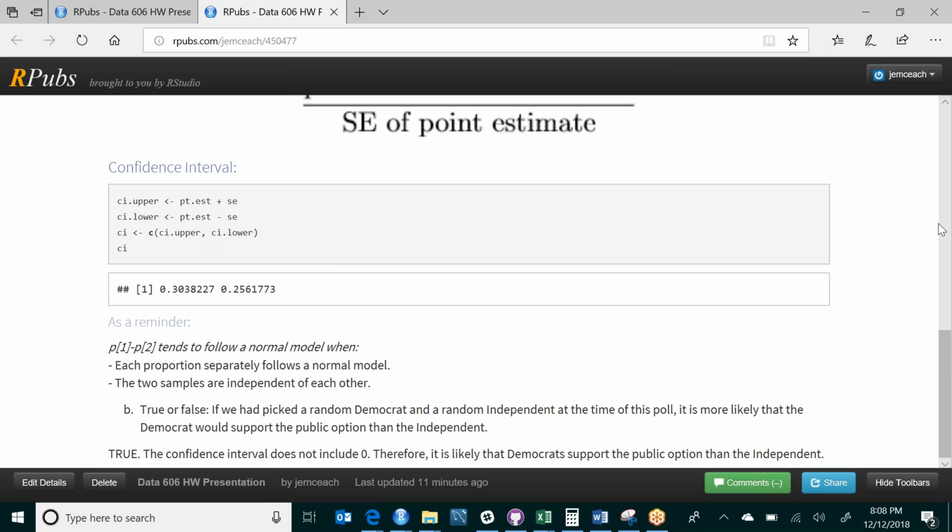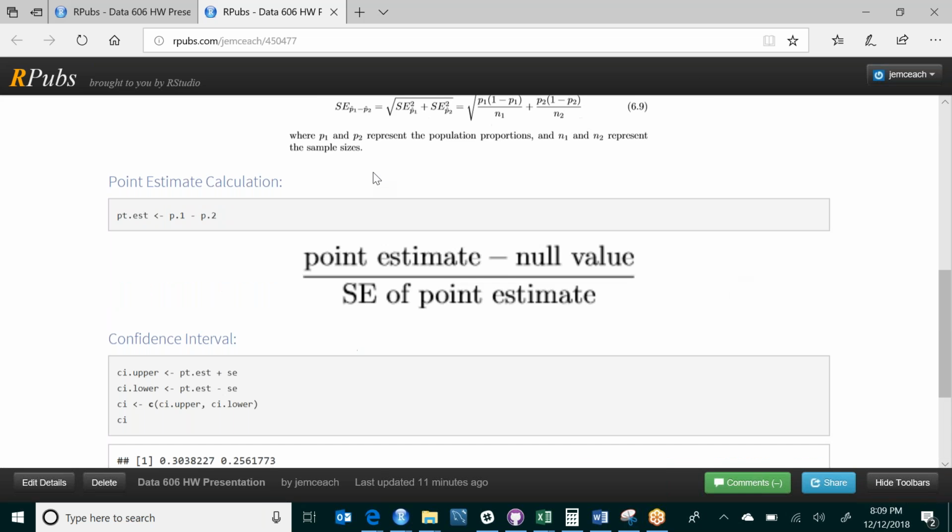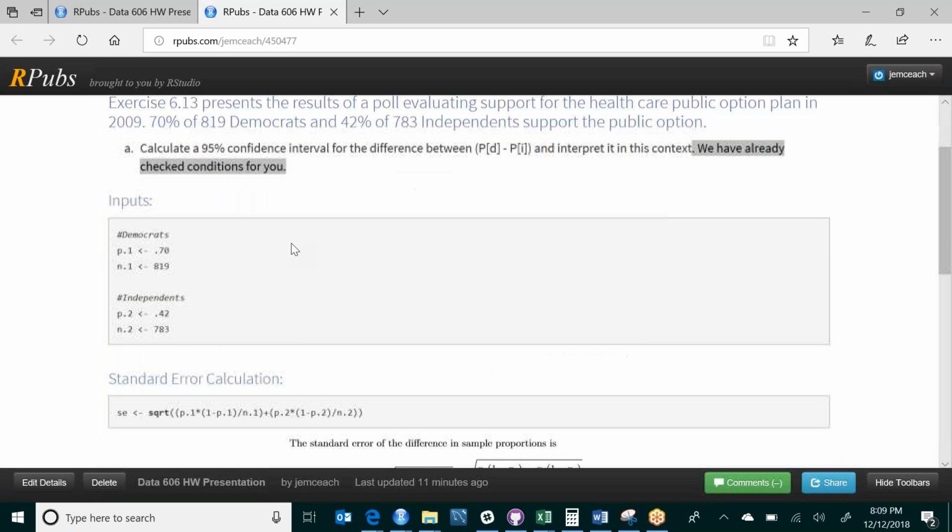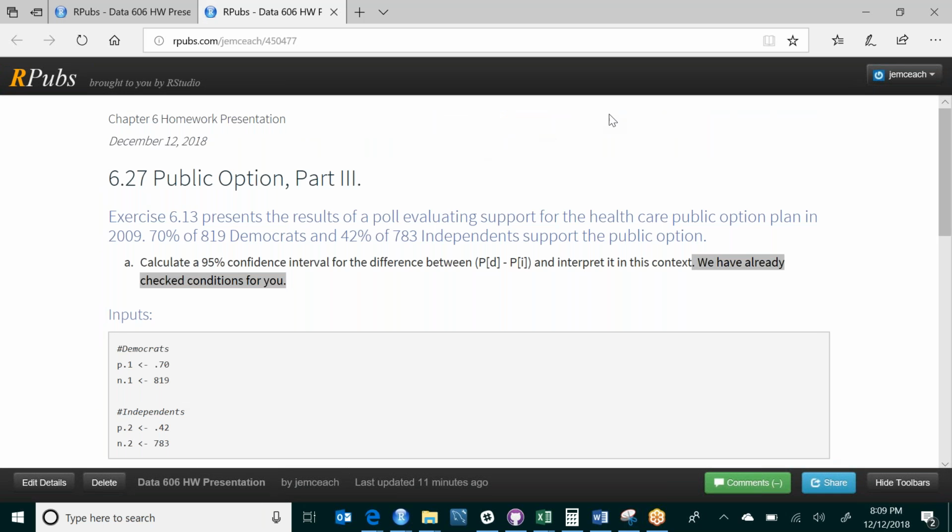The final question is, if we picked a random Democrat and a random independent at the time of the poll, is it more likely that the Democrat would support the public option than the independent? The confidence interval doesn't include 0, so it would be more likely that a Democrat would support the public option than an independent. And that is question 6.27. Does anybody have any questions for me? Thank you very much.